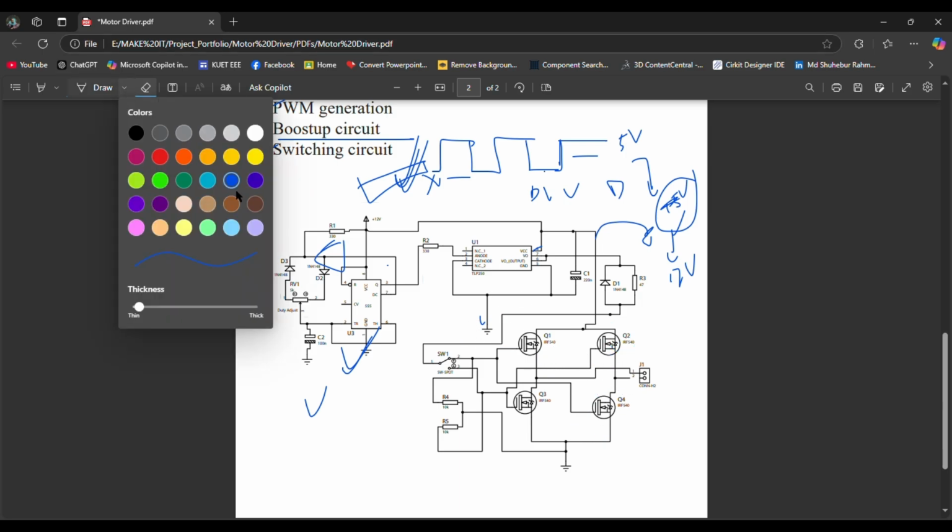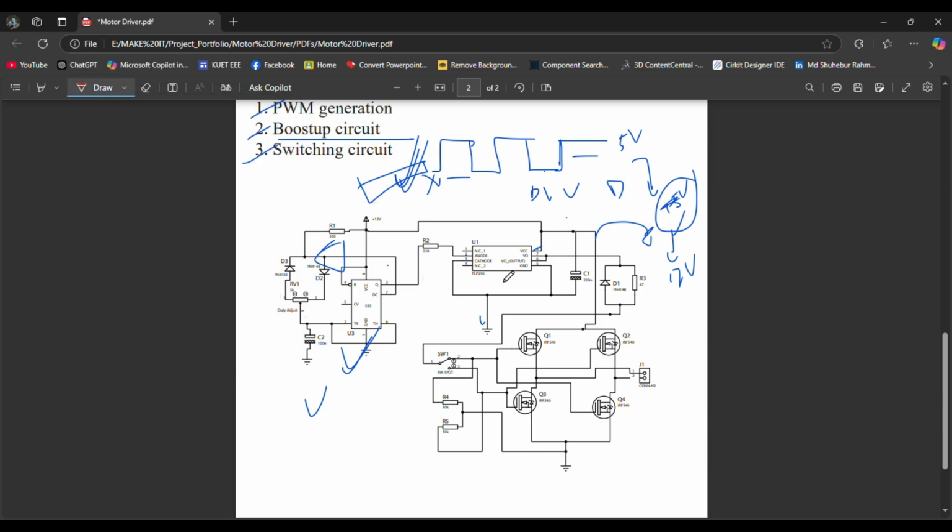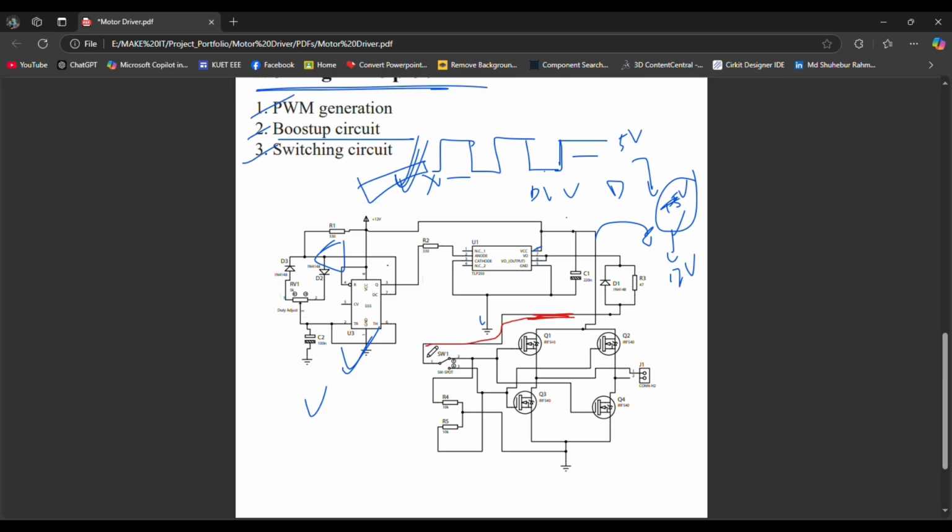Okay, and the boost up signal will come through this side, and you can see that I have used an SPDT switch. This is for changing the direction of the motor by using this switch. Because if I am making this connection, okay, let me zoom a little bit.